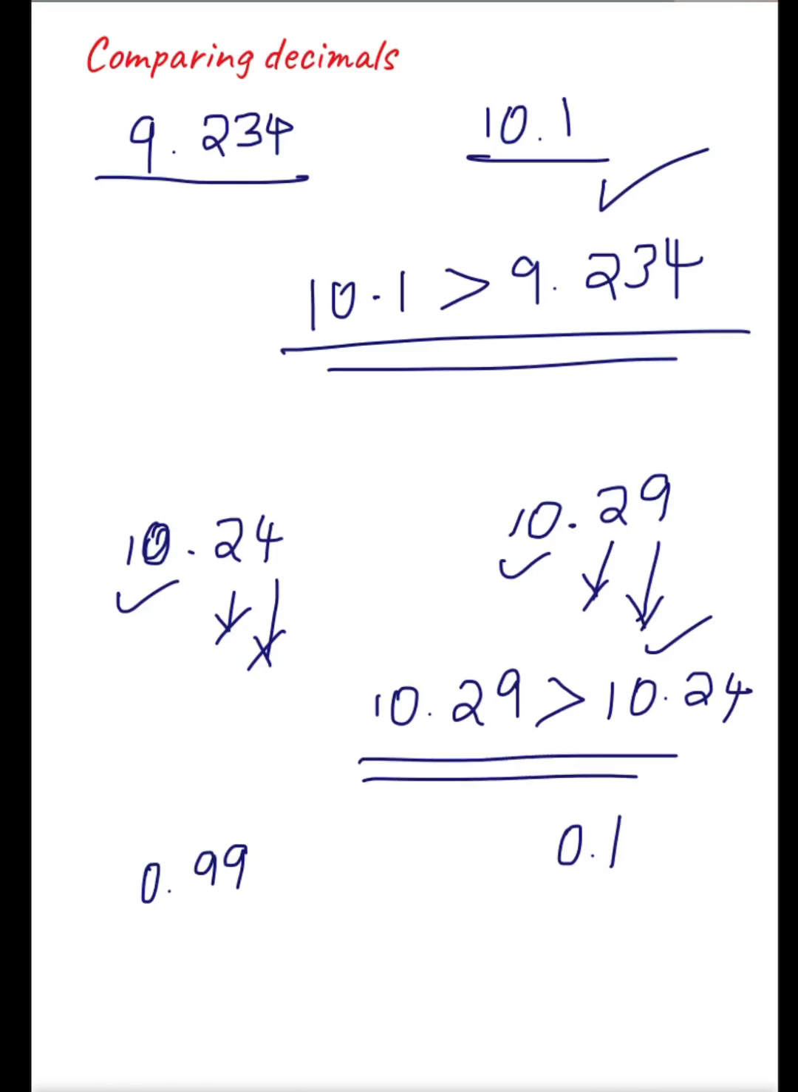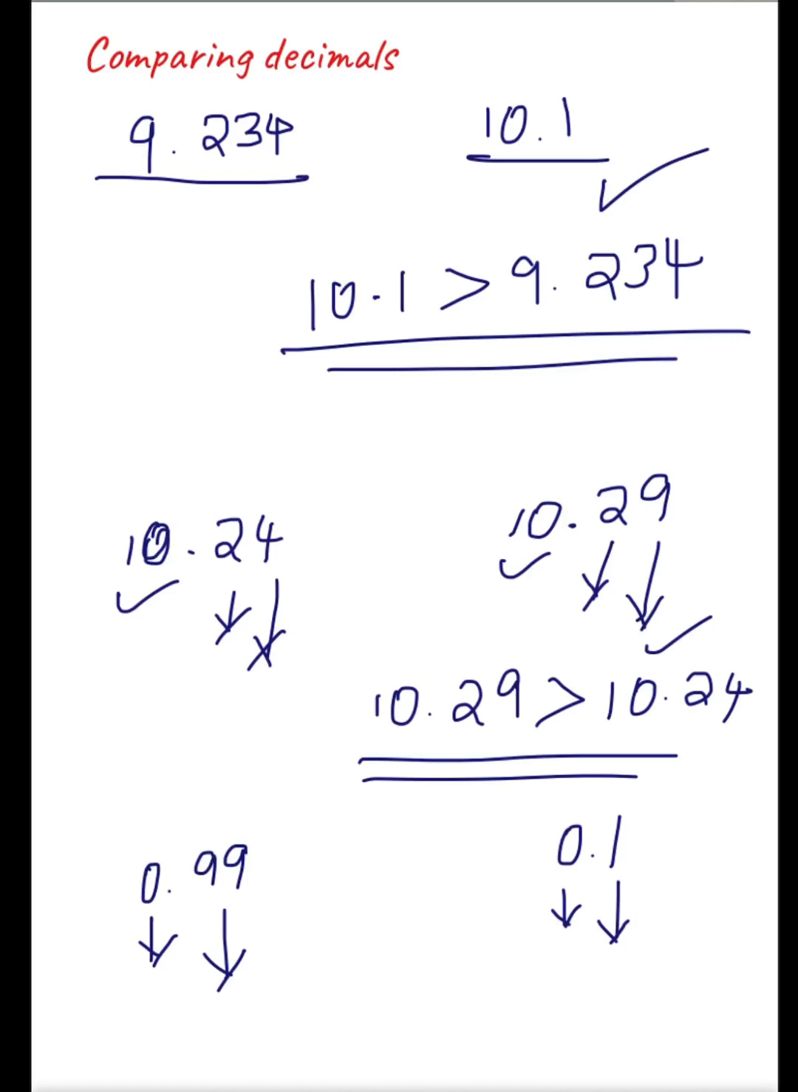Okay. Now let's take the third one, 0.99 and 0.1. In the whole number it is 0 here and here also it is 0. So let's compare the 10th place. In the 10th place, here you have got what? You have got 9. And here you have got 1. So which is greater? This one is greater.